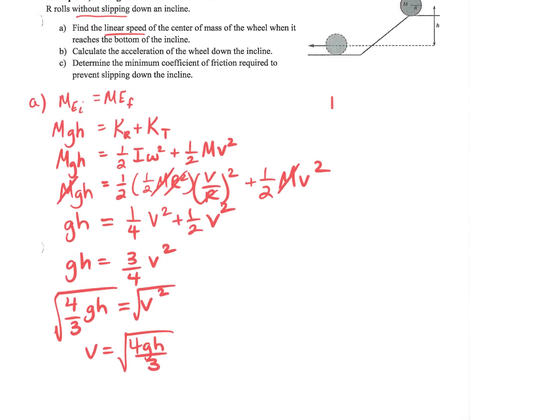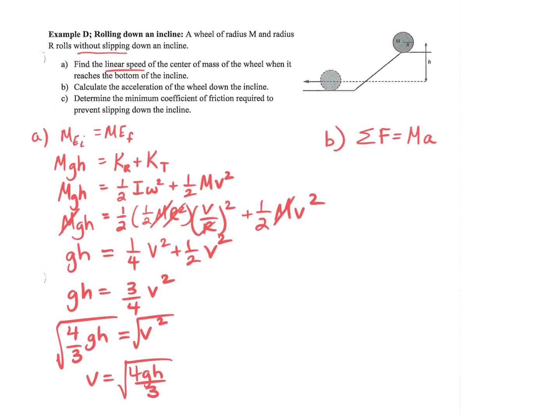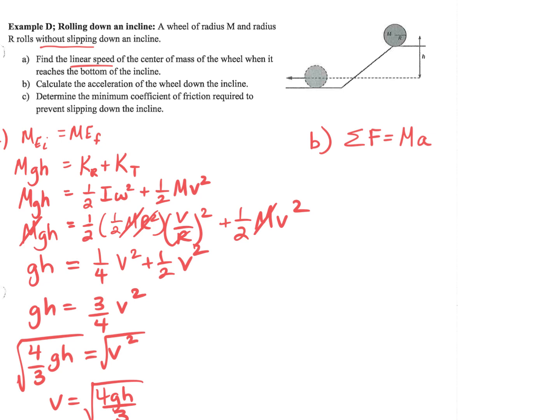Now it says calculate the acceleration of the wheel down the incline. Okay, so what's the acceleration going to be? To do that, that's Newton's law, isn't it? So we know the sum of the forces is going to be equal to the mass of the ball times its acceleration. So we've got to figure out what types of forces we've got going on here. So we're going to do a free body diagram. The ball is going down an incline, we have mg this way, and we have friction.